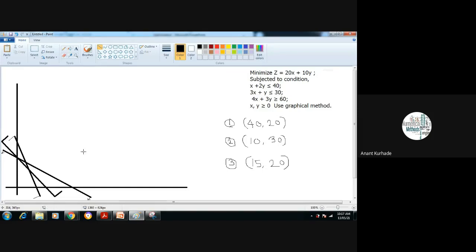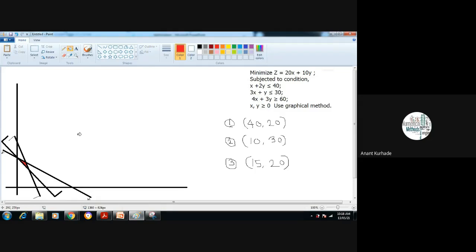Now tell me, where will the visible region lie? For the first two lines it is downward, and for this third line it is upward. So the visible region will lie in this short span. Is it correct? Yes. So only in this region you can see the visible region.